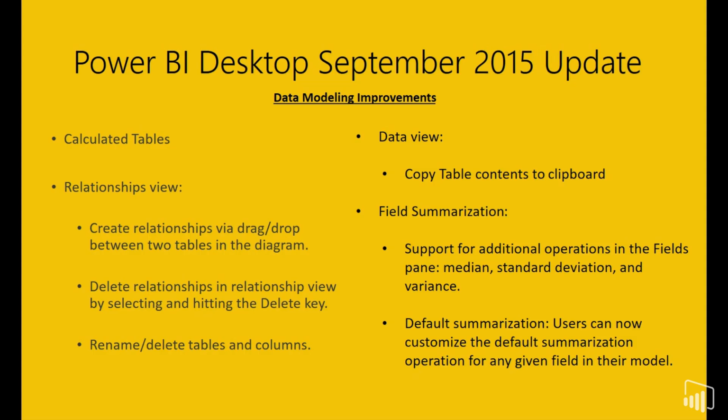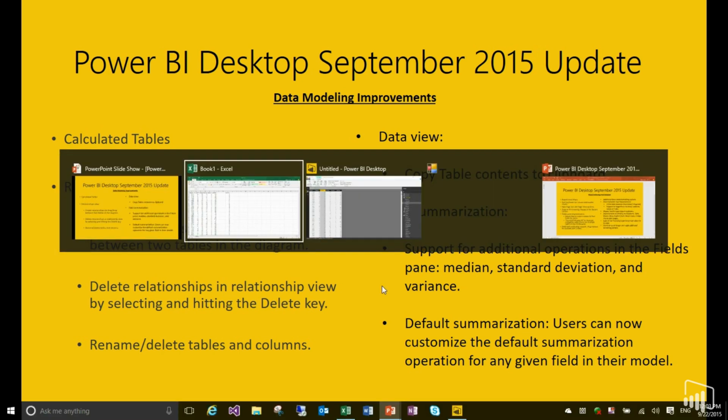And the last group of data modeling improvements is around field summarization. The first one is actually something that shows up in the data view, in the report view. So it actually lets you define additional types of aggregations or summarizations within the fields pane. So we added support for median, standard deviation, and variance.